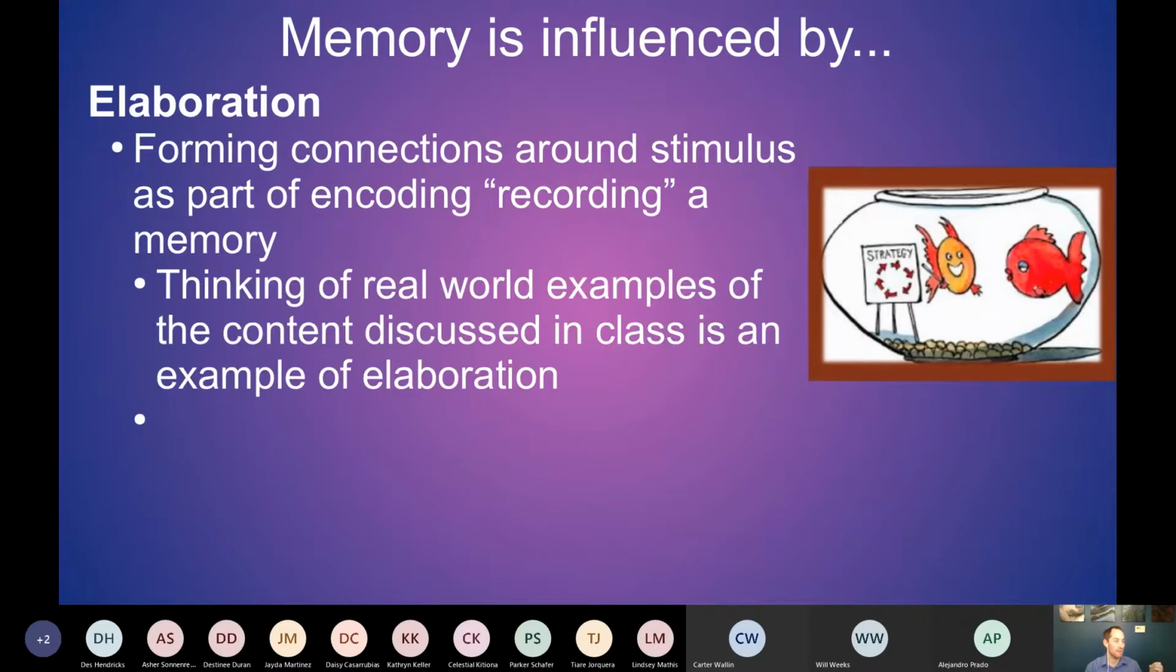So thinking of any kind of example, we're talking about memories here, tying it to a real world example that you can think of. One of your own memories, the time you used elaboration, is an example of elaboration.